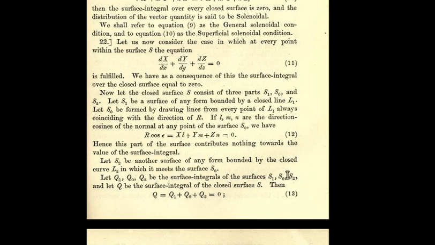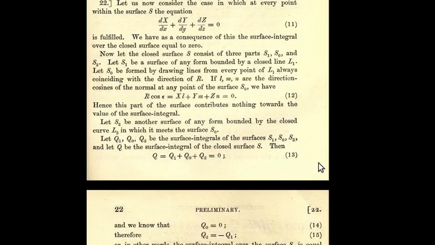Now let the closed surface S consist of three parts, S1, S0, and S2. Let S1 be a surface of any form bounded by a closed line l1. Let S0 be formed by drawing lines from every point of l1 always coinciding with the direction of R. If L, M, N are the direction cosines of the normal at any point of the surface S0, we have R cos ε = XL + YM + ZN = 0 (Equation 12). Hence, this part of the surface contributes nothing towards the value of the surface integral.